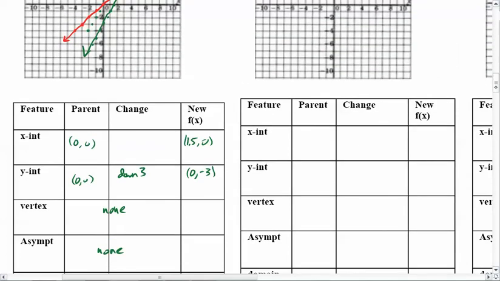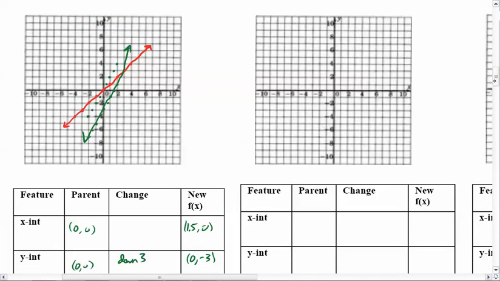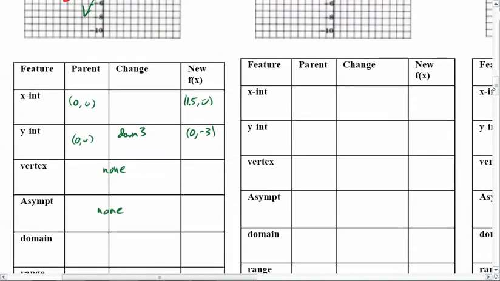Okay, now the domain are the x values. So if we look at our parent function, we note that it goes to the right, it goes forever and ever to the right, and it goes forever and ever to the left. Since there's nowhere where x doesn't exist, then we can just say x is of the set of real numbers. Now that will also be the case for our new function.